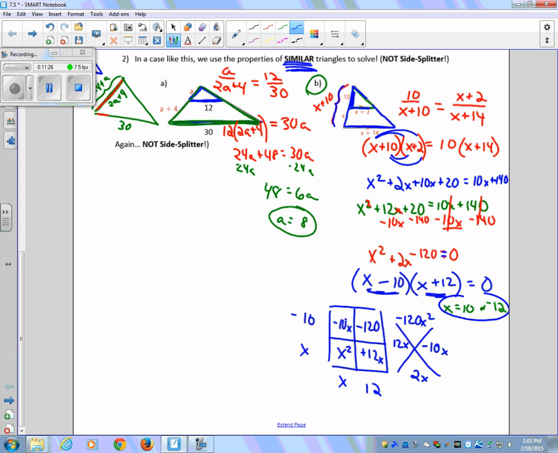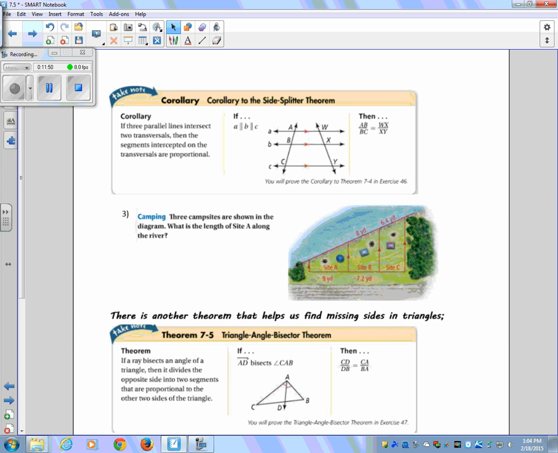So these are your two answers, but remember, in geometry, this x corresponds with a length of a side. X is this length. Could x be a negative 12? No way. So we are actually ending up with just one answer. X is 10. Okay, next page.